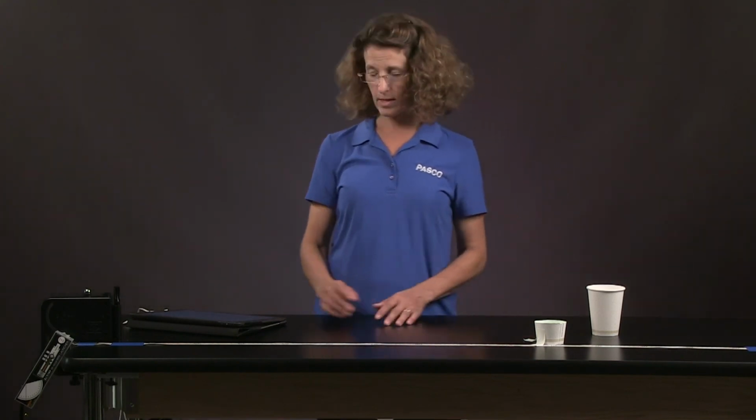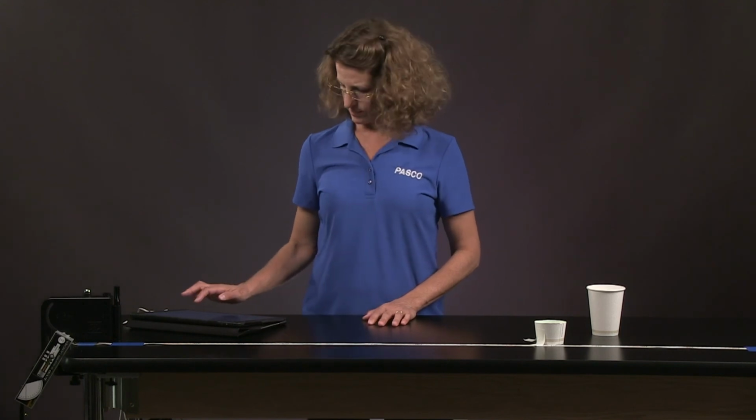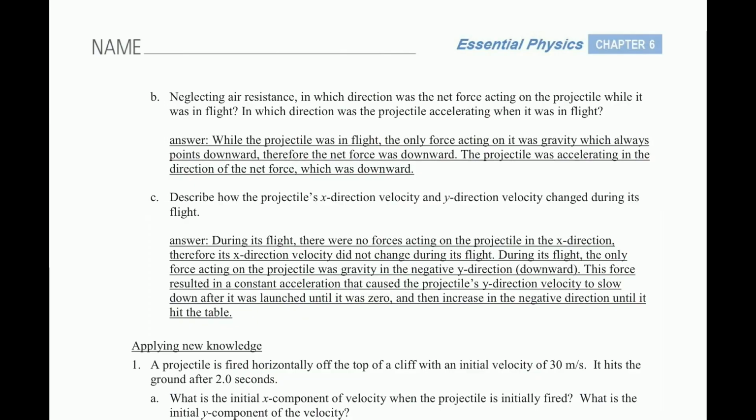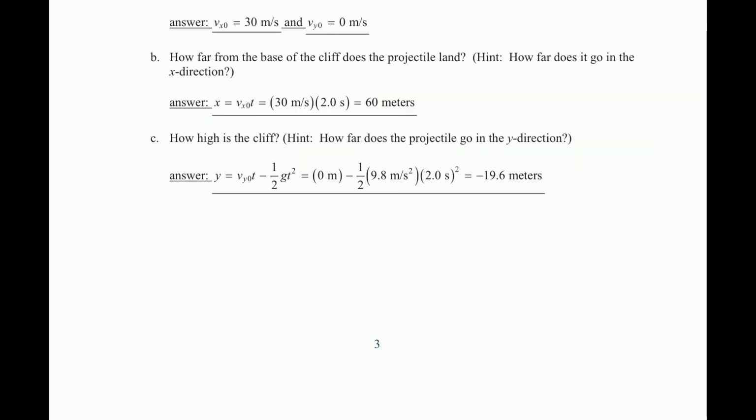Students can use their experience to answer the questions in Part 2. Applying new knowledge gives your students a chance to use what they have learned in answering a few questions. Answers are given with numbers and graphs in the teacher's key.